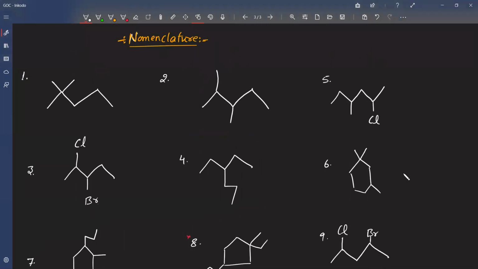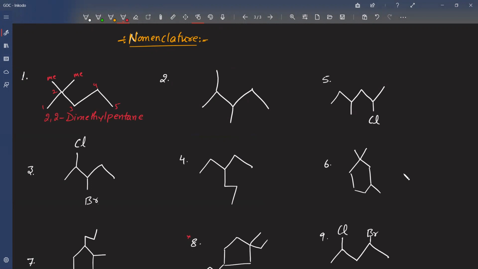Okay, so tell me the first one. What is the name of this compound? 2,2 dimethyl pentane. Correct. So the numbering will start from this side, right? This is how you must have numbered it. So at position 2, there are 2 methyl groups. Go ahead. Next. Second one.